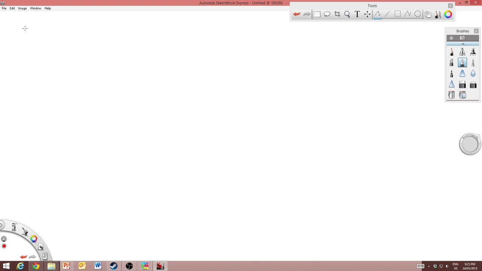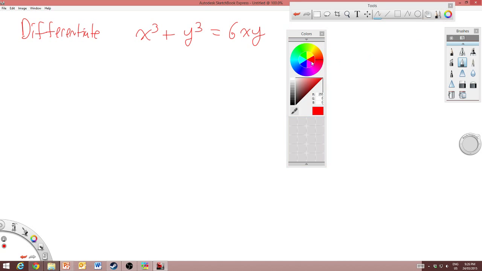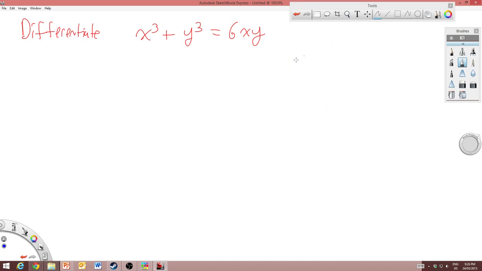All right, so let's go through this. Differentiate x cubed plus y cubed equals 6xy. This particular function is sort of a little background history: it's called the folium of Descartes, and it's a really neat function. If you're curious to see what it looks like, graph it in Desmos. All right, so to differentiate this implicitly, we'll take d/dx here, and d/dx here, and d/dx here.